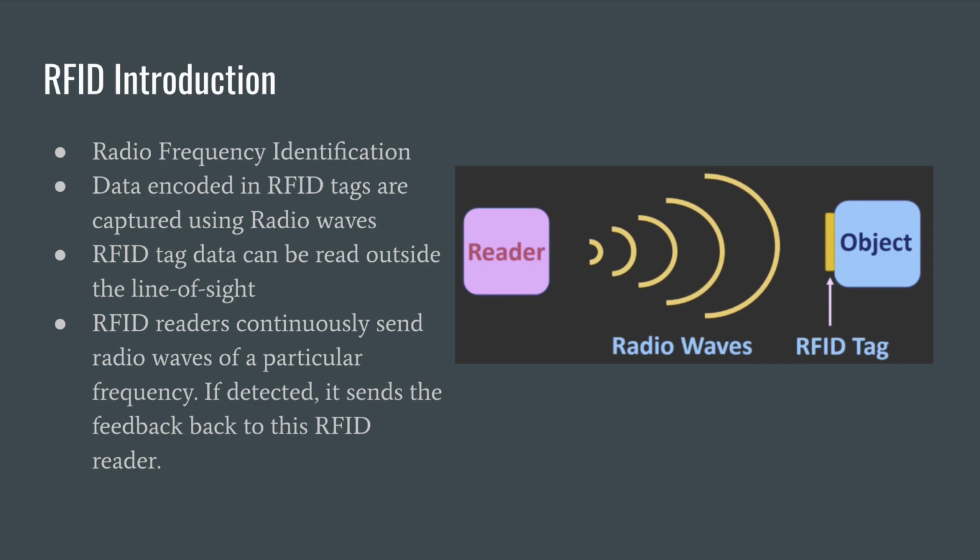In this RFID system, the RFID reader continuously sends radio waves of a particular frequency. If the object on which the RFID tag is attached is within the range of these radio waves, then it sends a feedback back to the RFID reader, and based on this feedback, the RFID reader identifies the object.